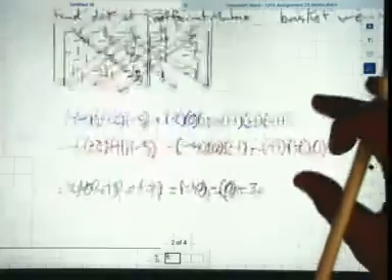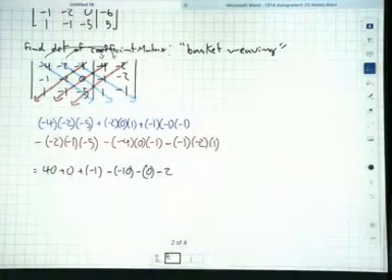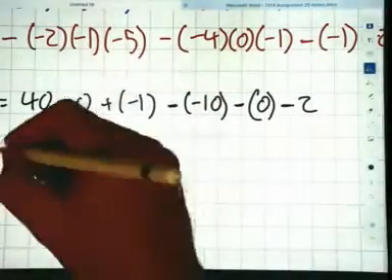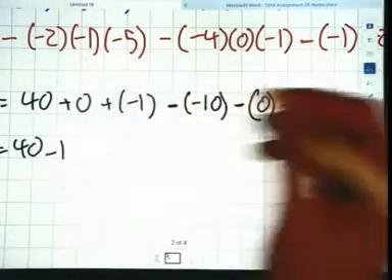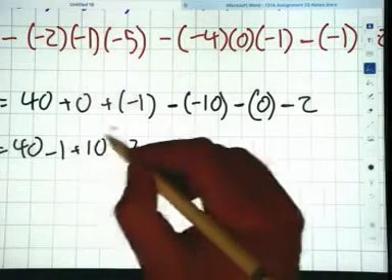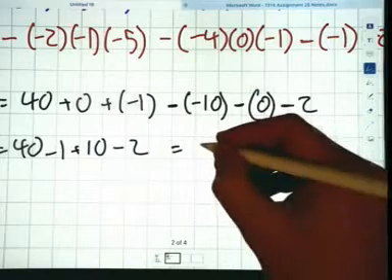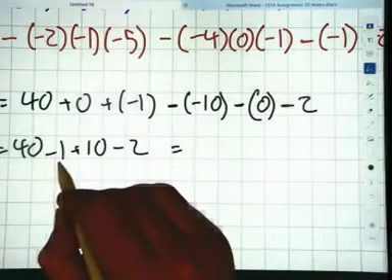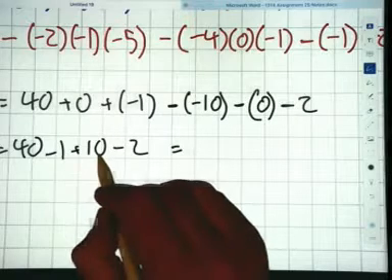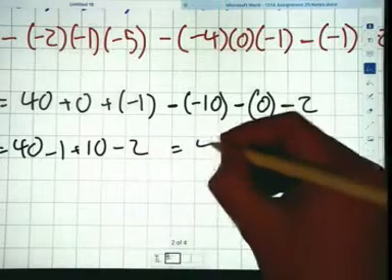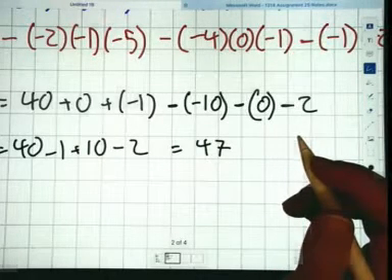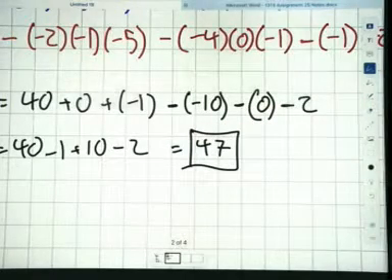So, if you need to, you can simplify this a little bit. Come on, iPad. There we go. This becomes 40. Minus 1 plus 10 minus 2. So 40 minus 1 is 39, plus 10 is 49, minus 2 is 47. And that's how you find the determinant of a 3 by 3 matrix.